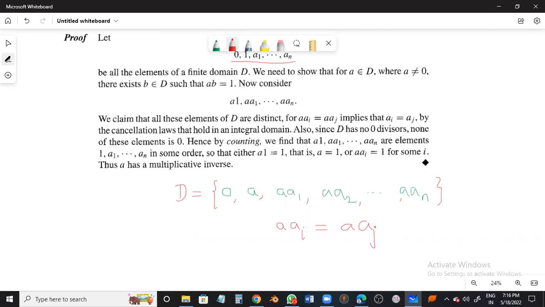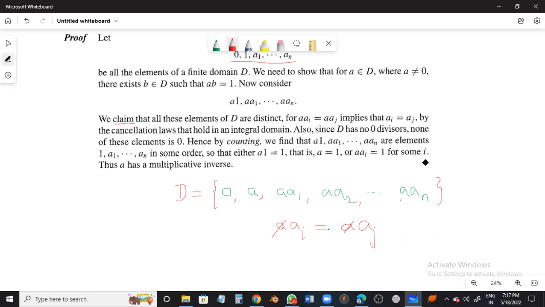If this happens, are these all elements distinct? This is our claim: all the elements are distinct. Otherwise, I cannot say n plus 2 entries. This is an integral domain, you know, and in an integral domain there are no zero divisors, meaning the cancellation laws hold. So a can be cancelled.